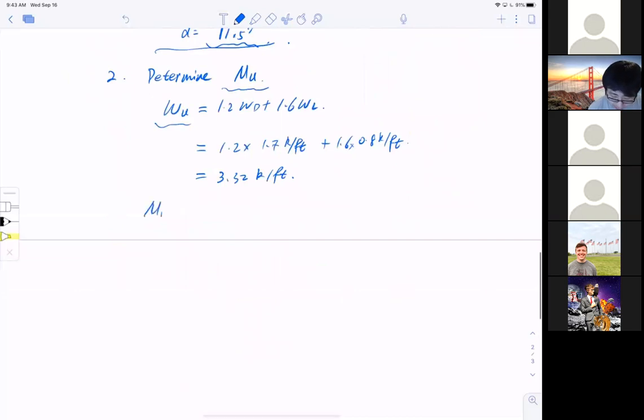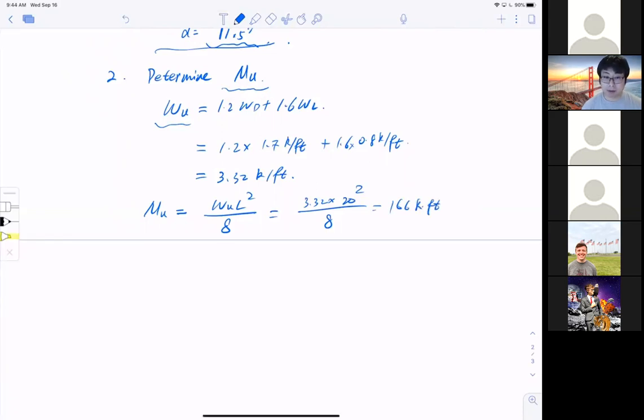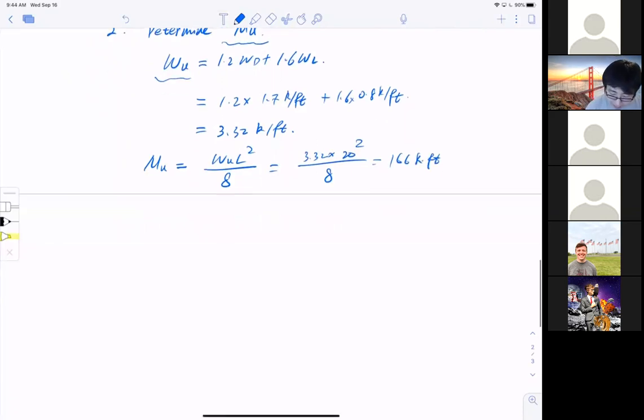So Mu, for a simply supported beam, is omega u L squared divided by 8. That is 3.32 multiplied by L, 20 feet, squared, divided by 8. And I got this number to be 166 kip-foot. So I know my applied moment is about 166 kip-foot. All I have to do is make sure my phi Mn is bigger than this number. It's not too bad.